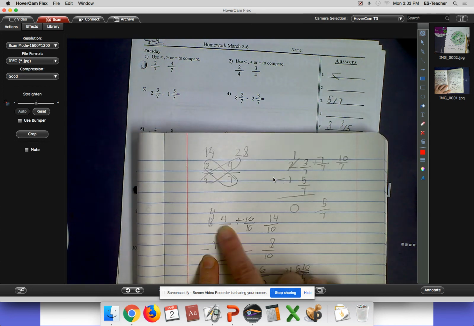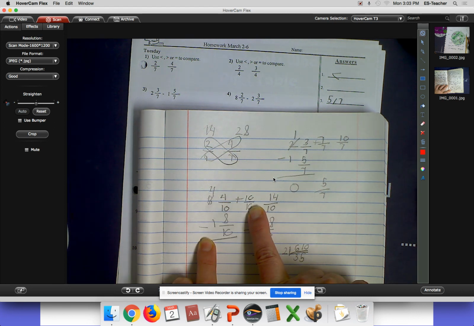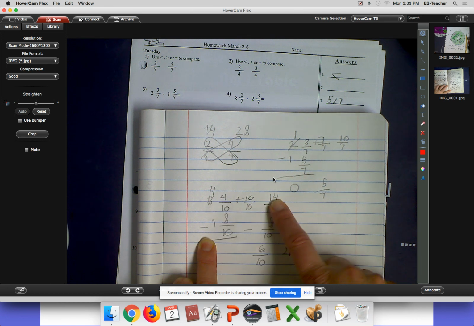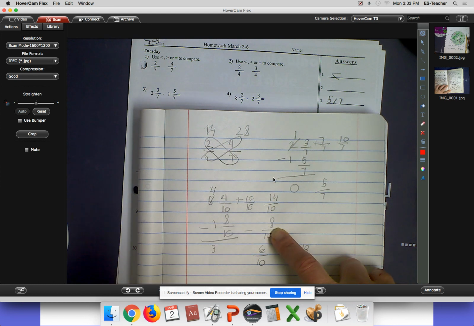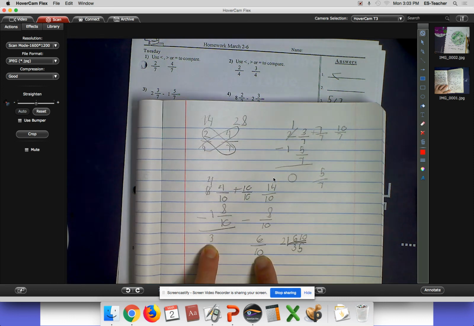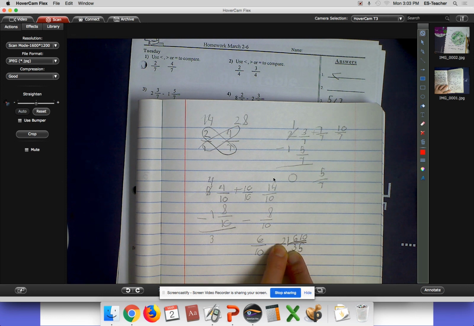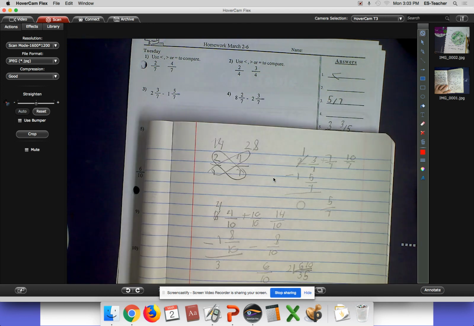So what you're saying is this is what you originally had, and you can't do 4 minus 8. So what you did is you borrowed from here. You made that a 4, and then you added 1 over here as 10 tenths. So 4 plus 10 is 14 over 10. That's right. And then you said 14 minus 8, 9, 10, 11, 12, 13, 14 is 6. So that's right. And then you reduced it. So you popped out a 2, which was right. 2 goes into 6 3 times. 2 goes into 10 5 times. 3 and 5 are both prime numbers, so you stop there. So your answer was 3 3/5. Good job.